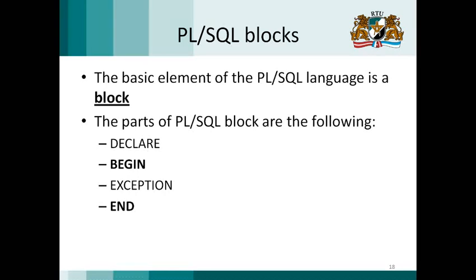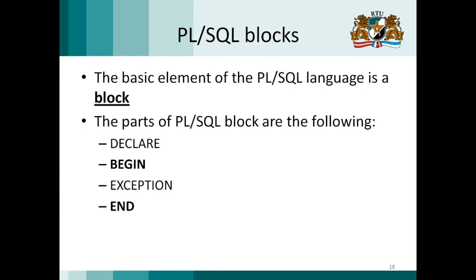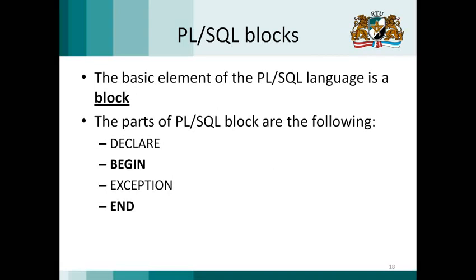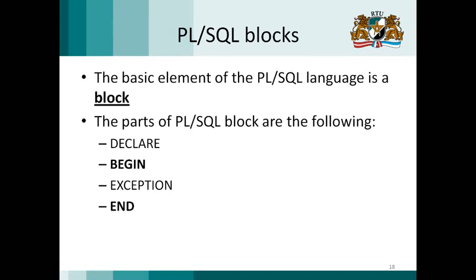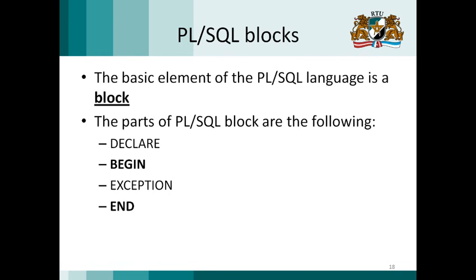So the basic element of the PL/SQL language is a block. And there are several parts of which these PL/SQL blocks consist. So we have four main parts. It's declare, begin, exception, and end. In the declare part, we declare all the variables, constants, types, and so on. Between the begin and the end is the main program logic, and after the exception part follows the handling of exceptions.